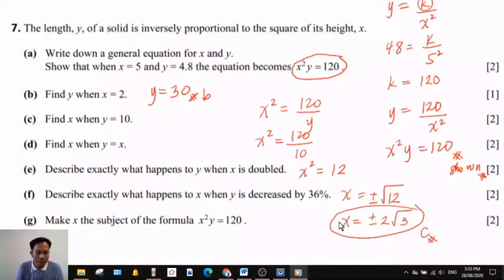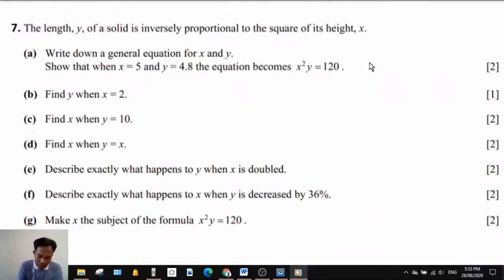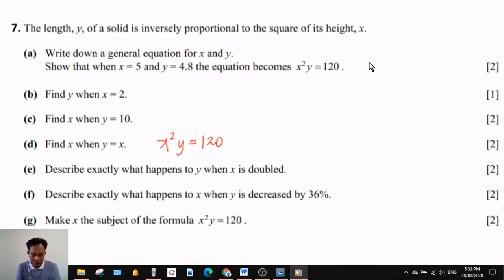Next, letter D. Find x when y is equal to x. Let's just try to erase everything. You can just go back later on. A while ago, we have the equation x squared y is equal to 120. If x squared y is equal to 120, then we need to find out the value of the x, right? If y is equal to x, then x squared y can become x cubed because y is equal to x. Is equal now to 120. Then x cubed is equal now to 120.